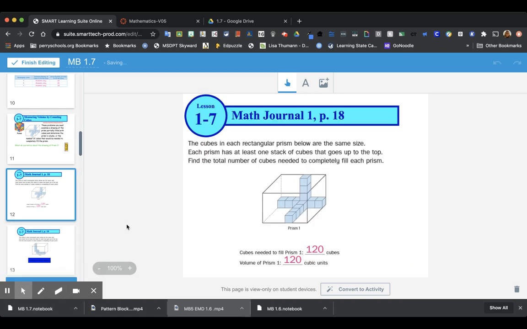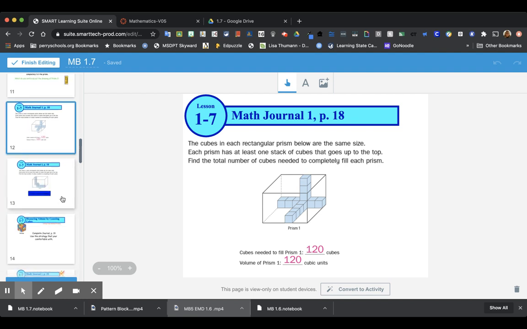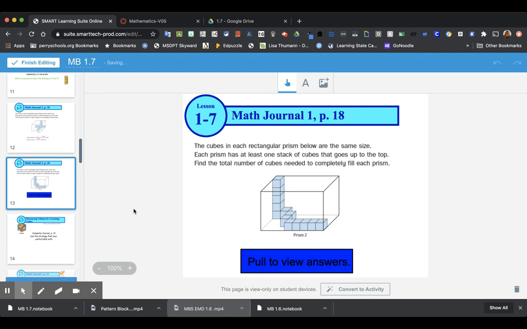Okay, so again, the cubes in each rectangular prism below are the same size. Each prism has at least 1 stack of cubes that goes up to the top. You have to find the total number of cubes needed to completely fill each prism. And so the cubes needed to fill this one is 120, giving it the volume of 120 cubic units. Let's do another one together. These are on page 18 in your journal.